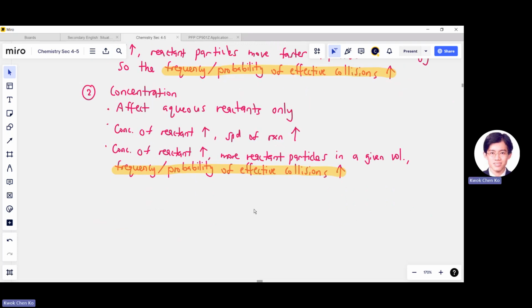What's the third factor? It's only four factors. We don't care that much about moles. Pressure.